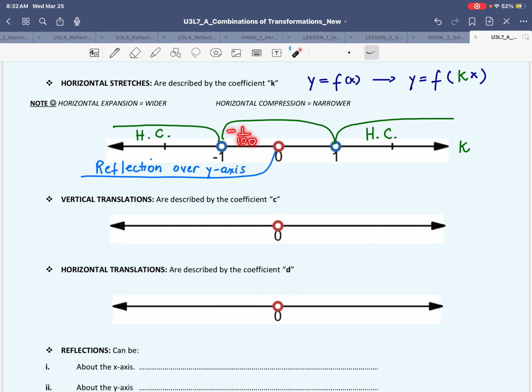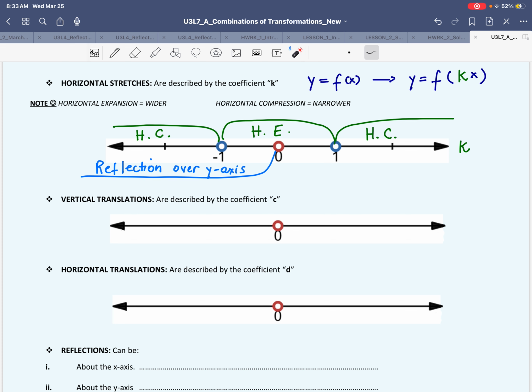1/100, -1/100. So any number between -1 and 1, again, excluding 0 and excluding -1 and 1, because -1 and 1 won't cause any stretches, and 0 will make the function change to a different group. So we're going to say that the function will undergo a horizontal expansion.